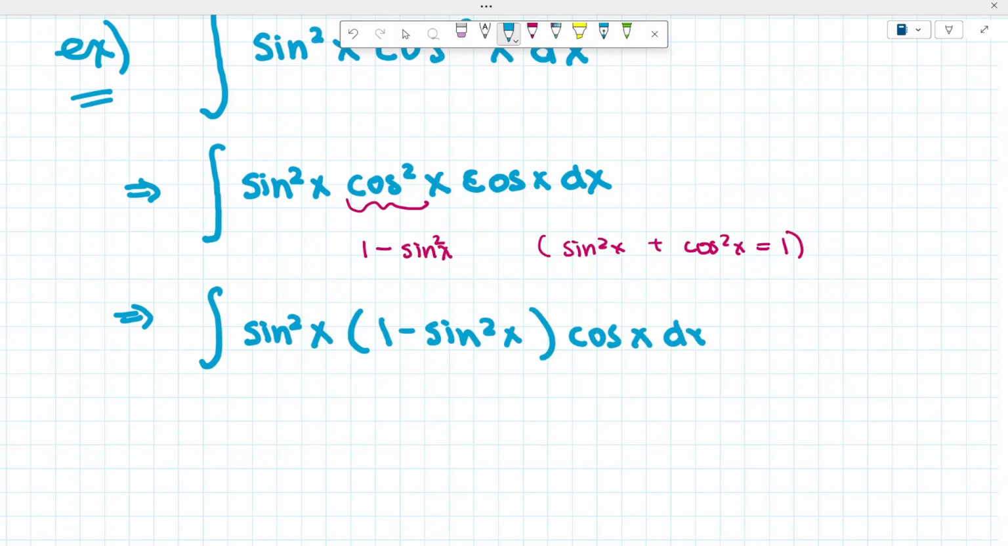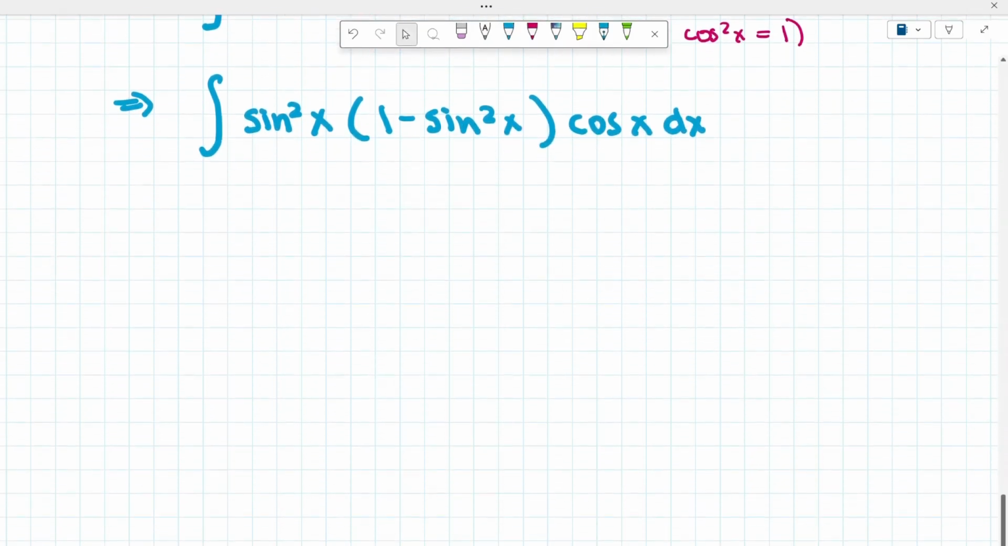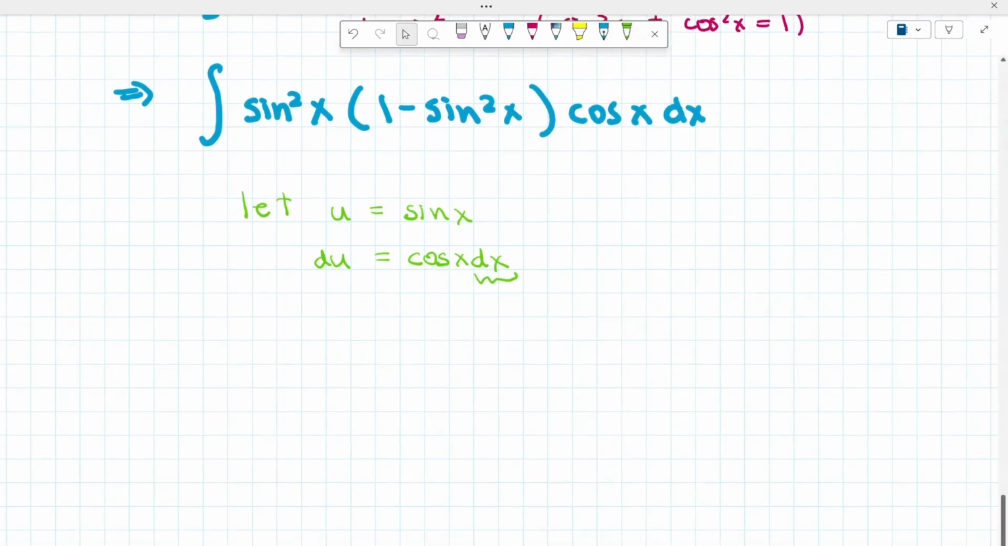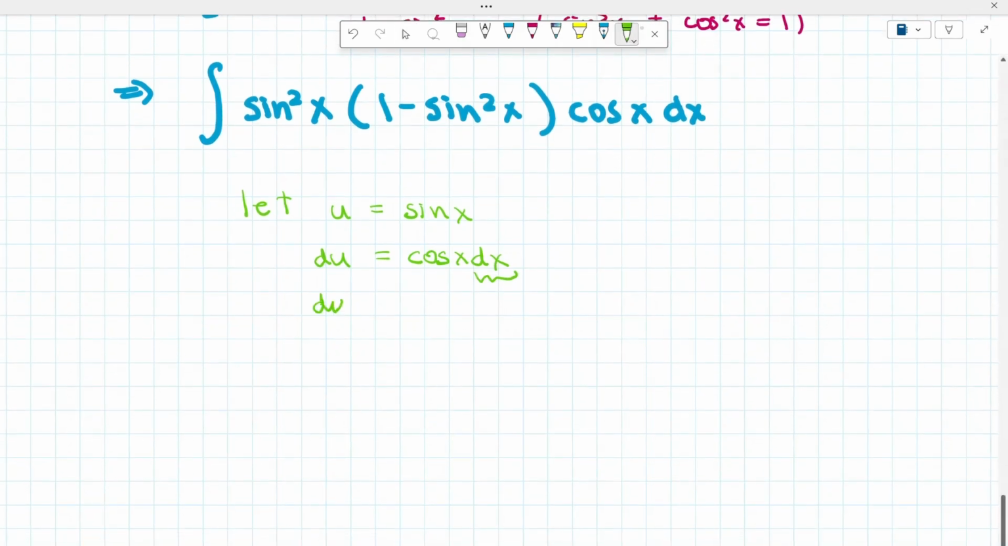And this is where our U-Substitution is going to come into place. We're going to say let u equal sin x. Therefore, when we take the derivative, du equals cos x dx. And now we want to isolate for dx because that's what will be going in the substitution. So we have that du over cos x equals dx.